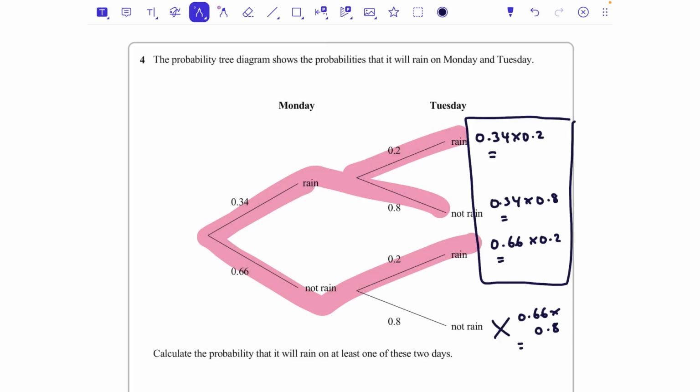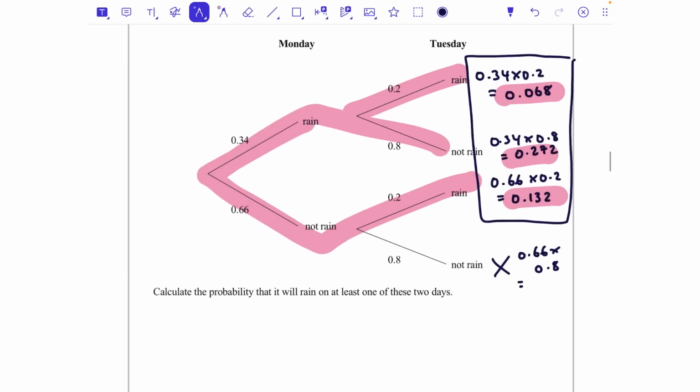So 0.34 times 0.2 is going to be 0.068. 0.34 times 0.8 is going to be 0.272. And 0.66 times 0.2 gives us an answer of 0.132. We can then add those 3 answers together to get the total probability of it raining on at least one day. So let's add those up, just using my calculator to do that. And that gives me an answer of 0.472. So 0.068, add 0.272, add 0.132, is 0.472.